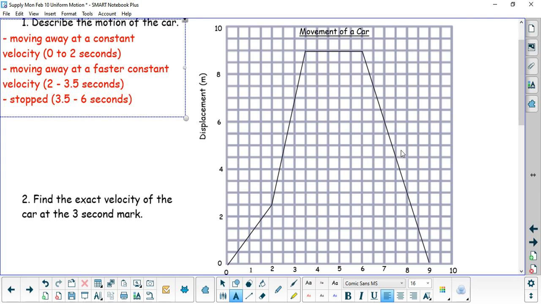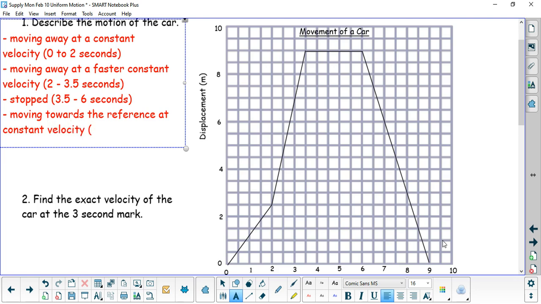And then all of a sudden, the displacement's getting smaller. Well, for the displacement to get smaller, I must be heading back towards the reference. So I'm moving towards the reference. So I'm heading back the way that I came, also at a constant velocity. That happens from 6 to 9 seconds. So that describes what happened to the object, the motion of the car.